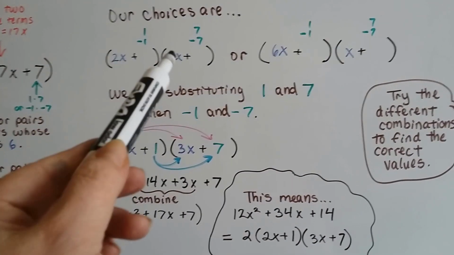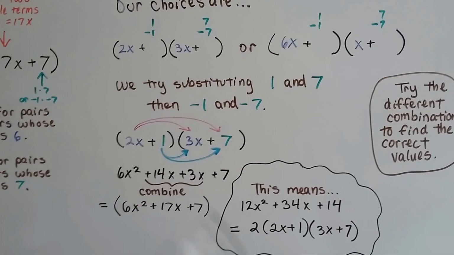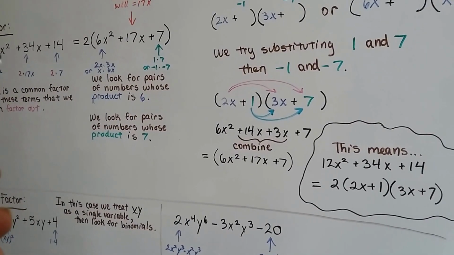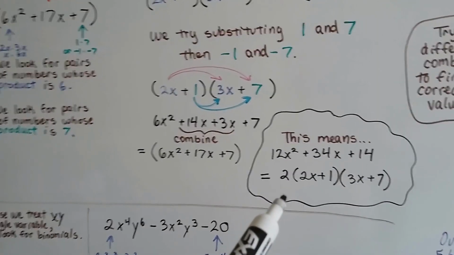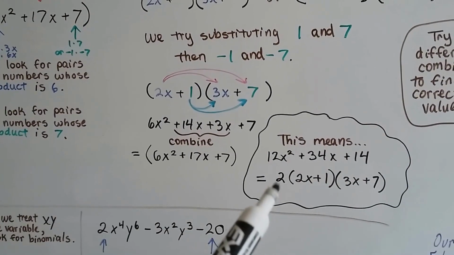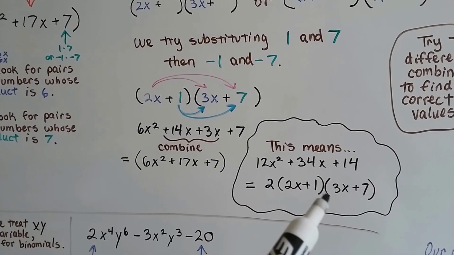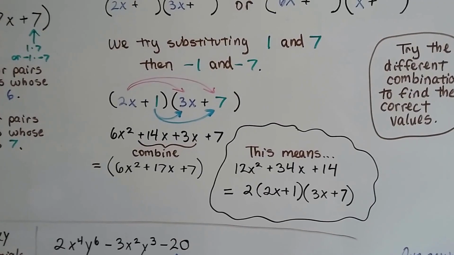It's going to be the 2x, 3x, but is it going to be the positive or negatives? See? And you just substitute them in. So that means that our original equation, this 12x² plus 34x plus 14, factors out as the 2. Remember, put that 2 that we factored out in front. 2 times 2x plus 1 times 3x plus 7. See? You just have to keep trying those combinations.